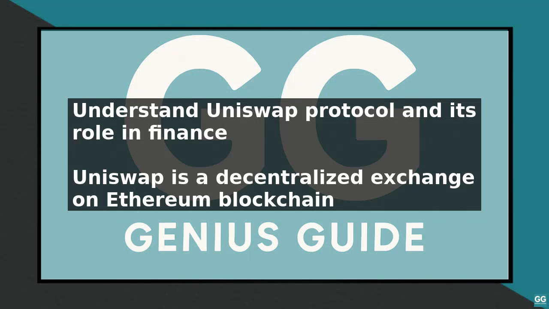To deploy a Uniswap SDK setup contract, start by understanding the Uniswap protocol and its role in decentralized finance. Uniswap is a decentralized exchange that enables users to swap tokens on the Ethereum blockchain. The Uniswap SDK is a set of tools that allows developers to build applications on top of the Uniswap protocol.